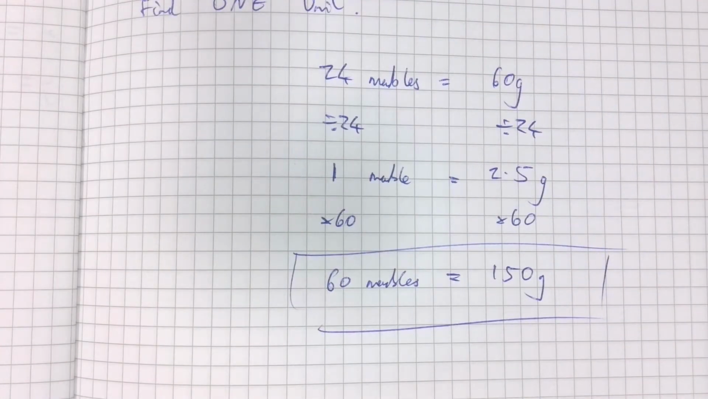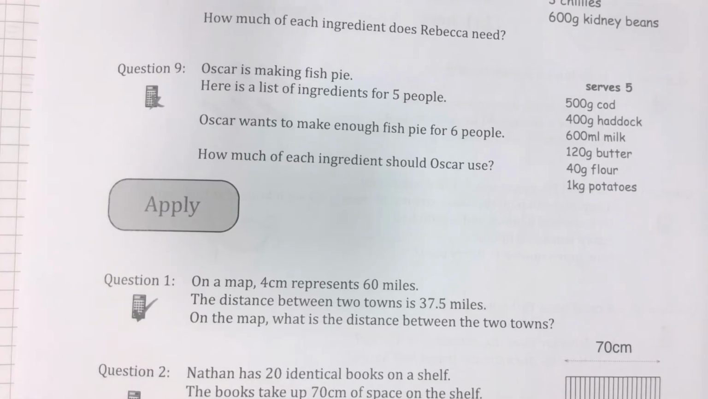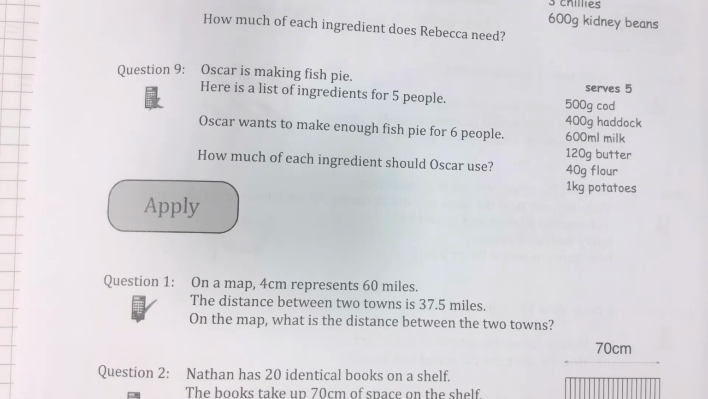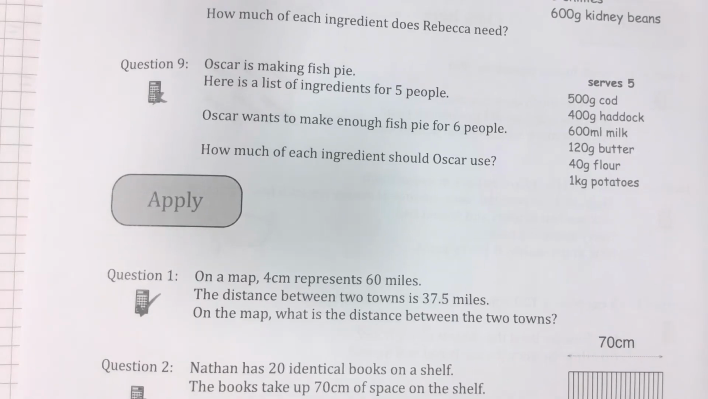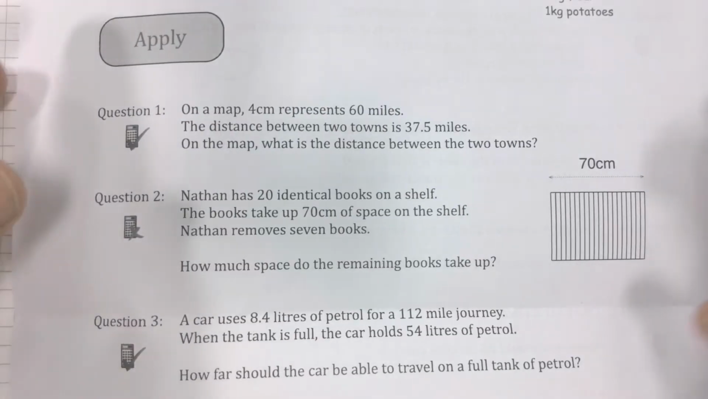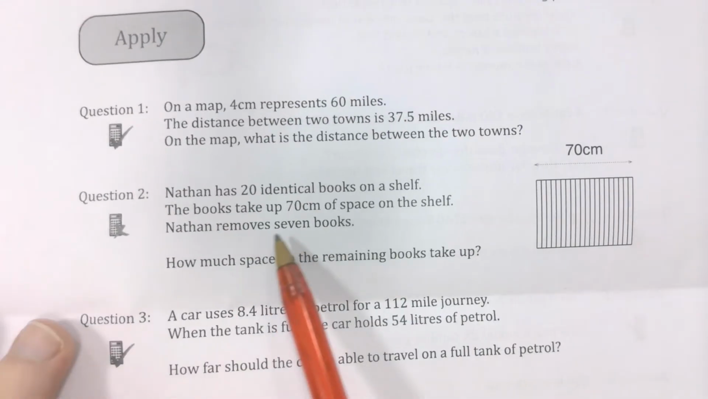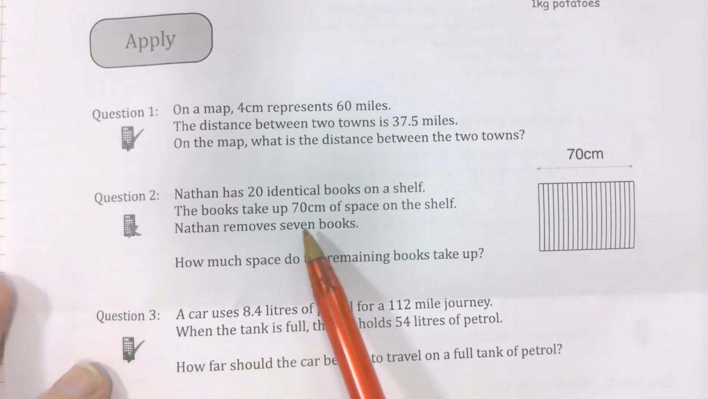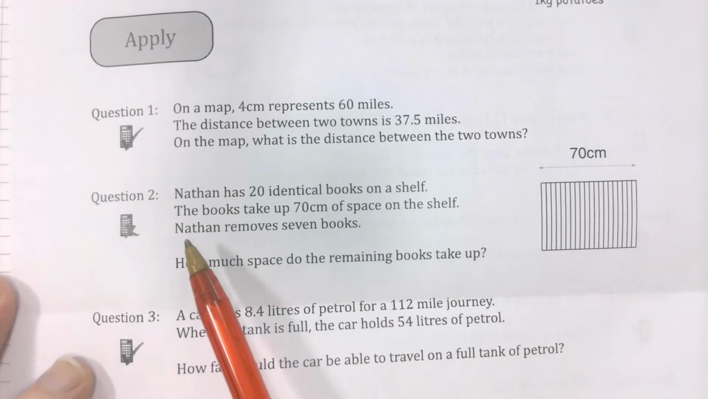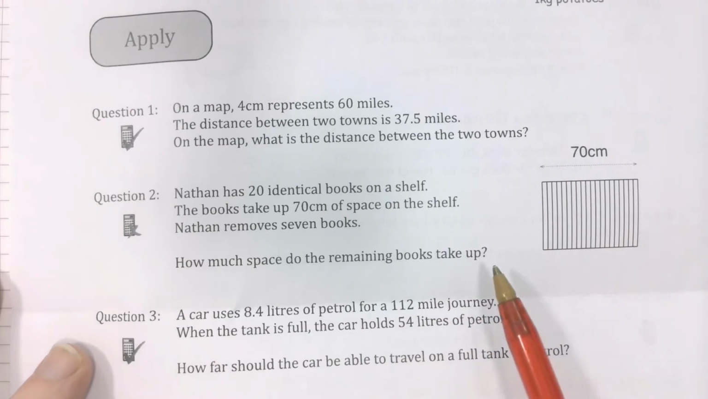Now, I believe there were other applied questions that you were asking for help with. Let me just check for a second. Bear with me. 2, 3, and 4. Maybe I'll go through a couple of these, and maybe you'll feel brave enough to have a go at another. Nathan has 20 identical books on a shelf. The books take up 70 centimeters of space on the shelf, and he removes 7 books. How much space do the remaining books take up?